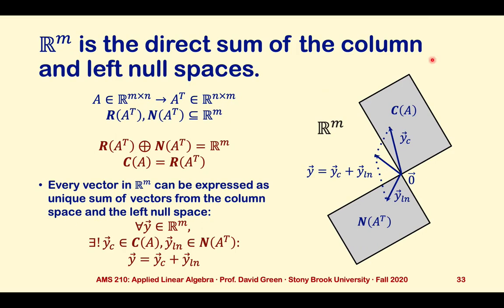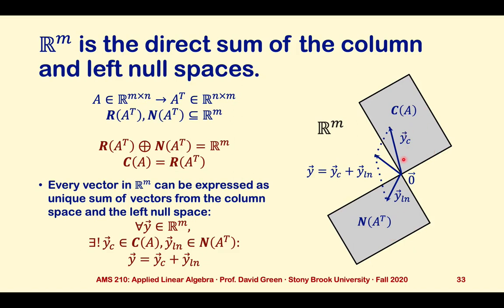We can sort of draw a picture of this relationship shown here in a very analogous way that we showed before. The row space of A transpose and the null space of A transpose together, through a direct sum, generate all of Rm. Every vector in Rm can be expressed as a unique sum of vectors from the column space of A, which is the row space of A transpose, and this left null space.